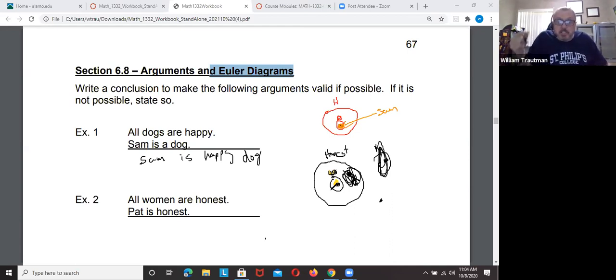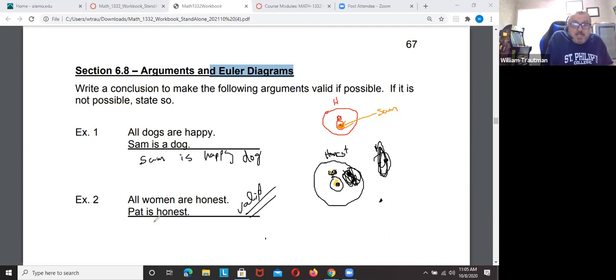So all women are honest. Pat is honest. Can I say Pat is an honest woman? I can't say that. Pat might be a man. So it says write a conclusion to make the following arguments valid if possible. It's not valid. You can't make one. You can say all women are honest. Pat is honest.